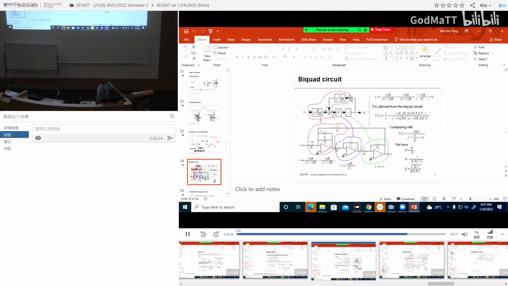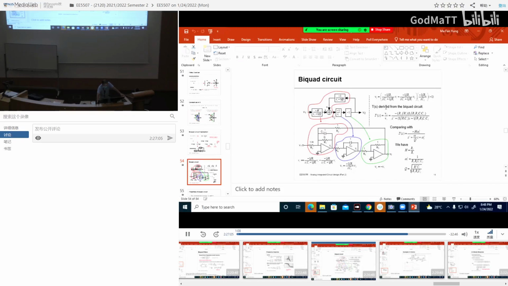Then we can map each of these blocks into an actual circuit. The integrator we know: R and C become an integrator. This multiplied by -1 is a simple inverting amplifier. And then these two linear blocks are implemented like this.